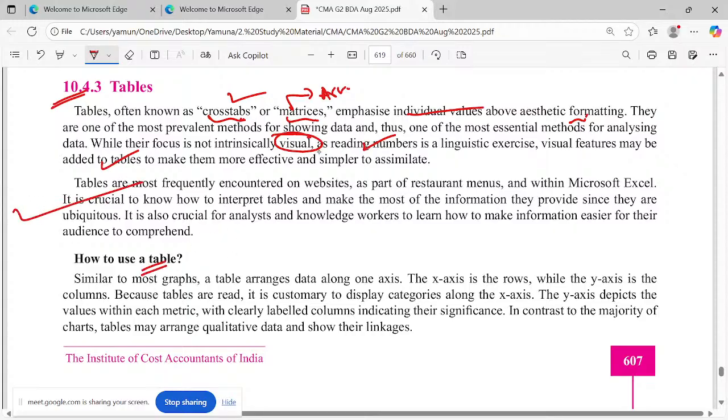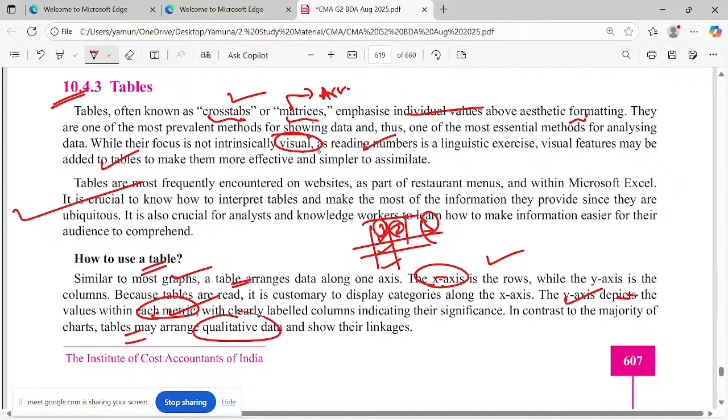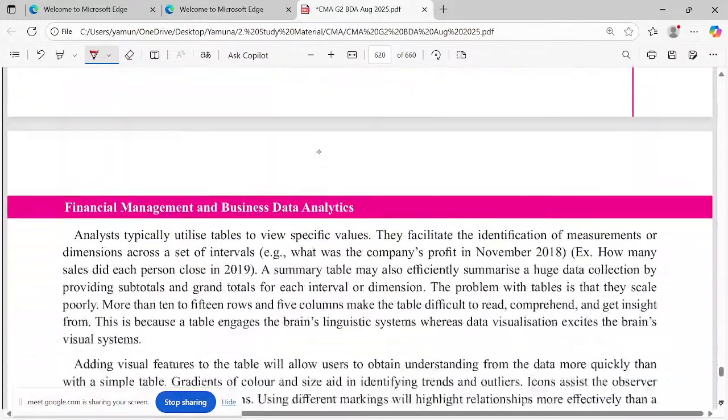So how do you use the table? To draw graphs, you need to have tables. There is a proper arrangement. Usually when we go for graphs, we take the x-axis as the row. Here the row is the table row, so this is row-wise: one, two, three rows, like columns one, two, three, and so on. Along the x-axis we take the rows, and the y-axis will depict the values within each metric you have to consider. So tables may arrange quantitative data, and they can also show the linkages, how far they are connected.